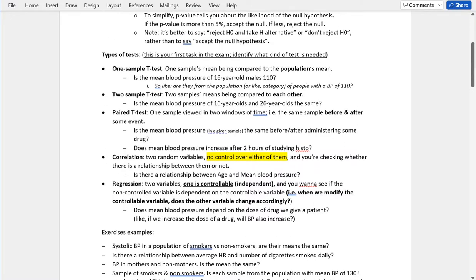So correlation: two variables, you cannot control either of them. Regression: two variables, one is controllable, and you're trying to see whether the other one changes accordingly. Does the other variable change accordingly?